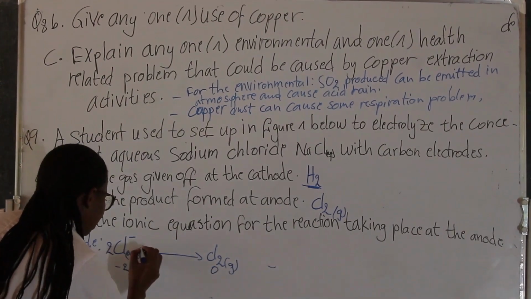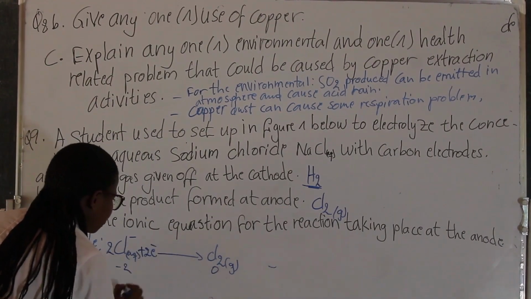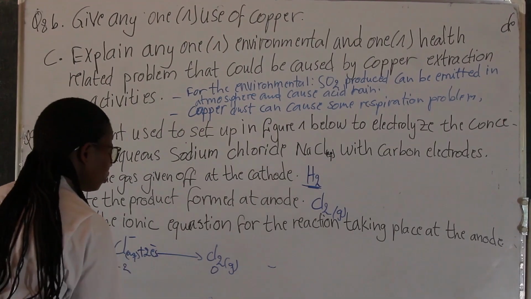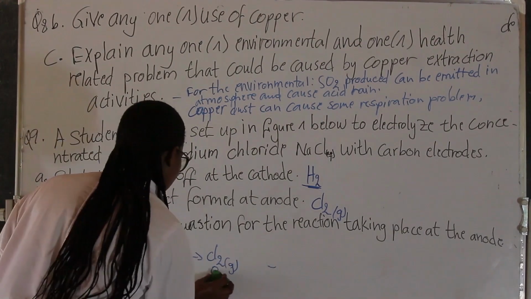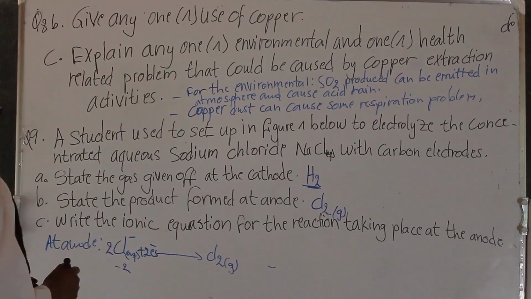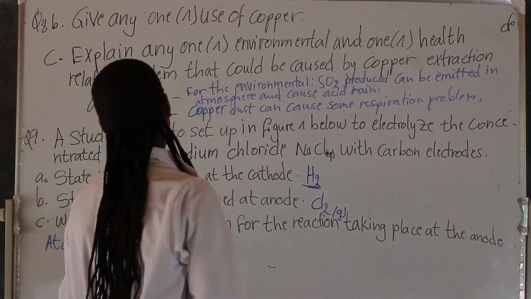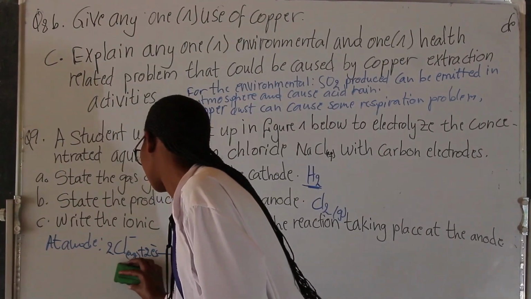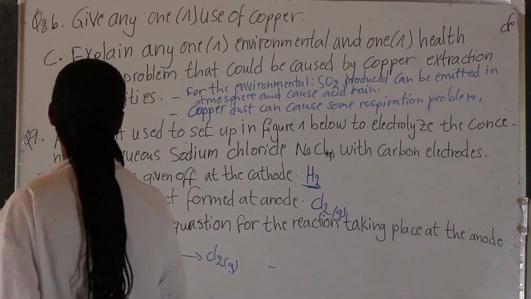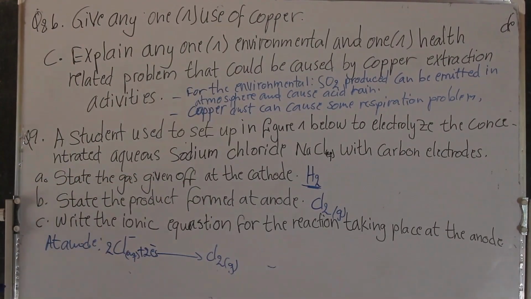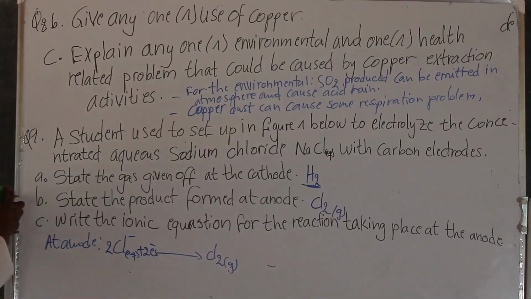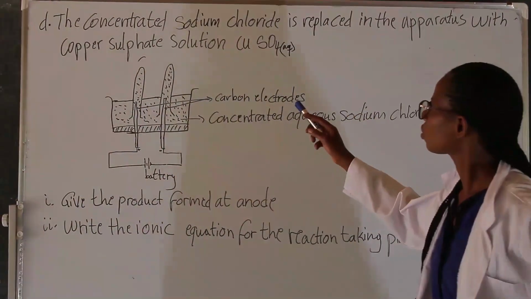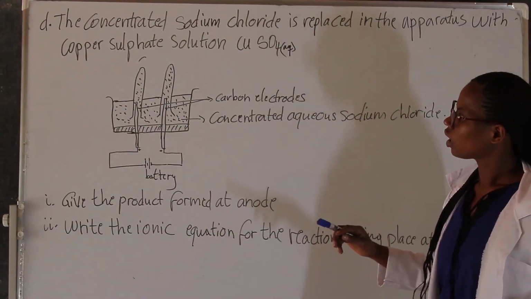This should gain 2 electrons to be stable. Then we have this product. At the anode, it is this reaction we will have. Then let's move to the next sub-question. Let us continue to sub-question number D.